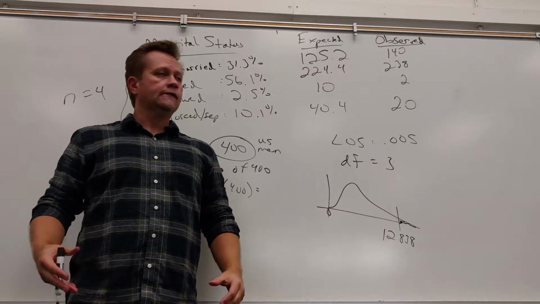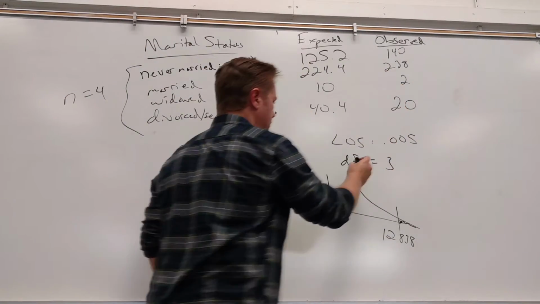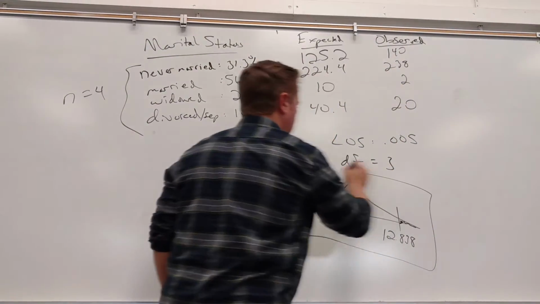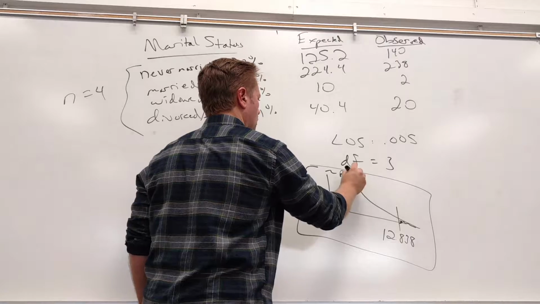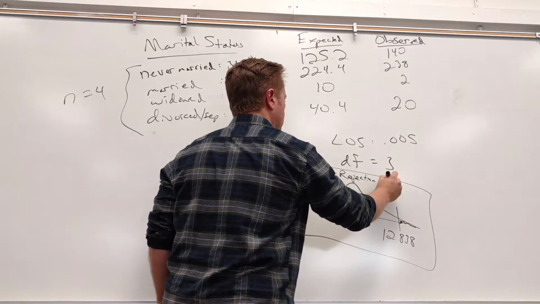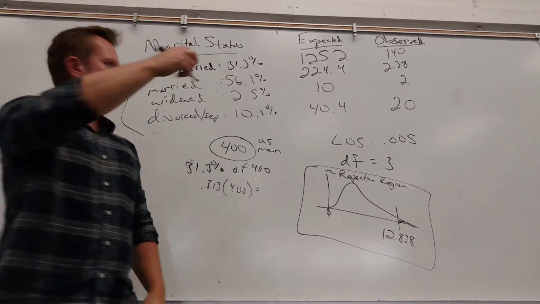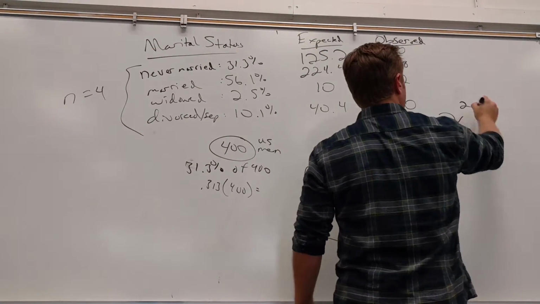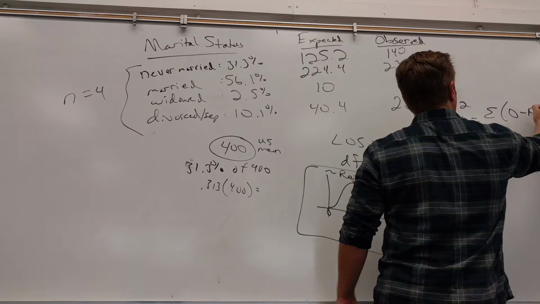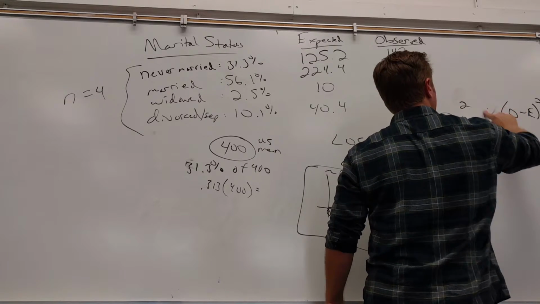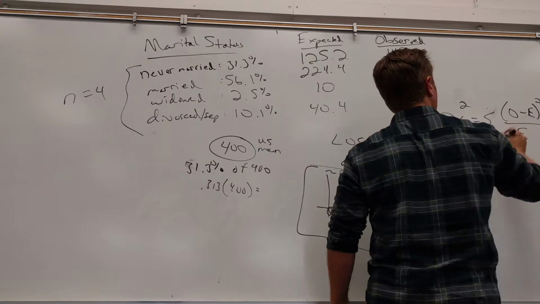Okay. So now I'm going to calculate. So this is like setting up the rejection region. And then I'm going to calculate where we actually fell. Did we fall that far away? Where did we fall? And I'm going to do that with that formula, this guy here. Always put that up there. Big sum.